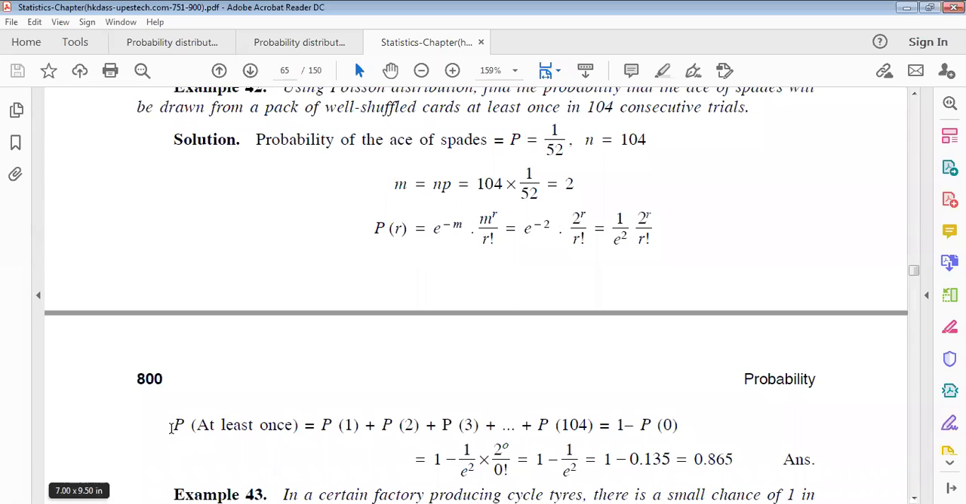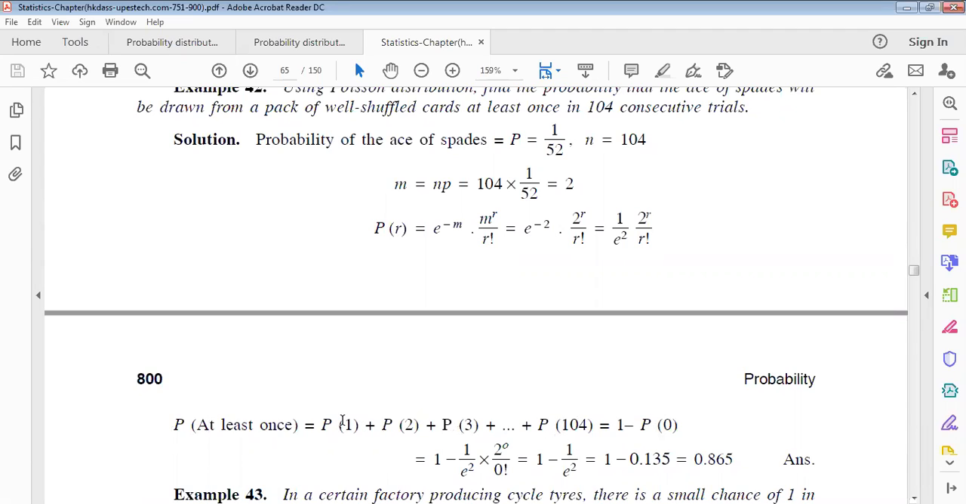Okay, probability of at least once will be probability of 1, probability of 2, probability of 3, up to probability of 104. That means we must find the total probability. In any case, total probability is 1, right? Total probability of 1, if we subtract probability of 0, then we get this whole result.